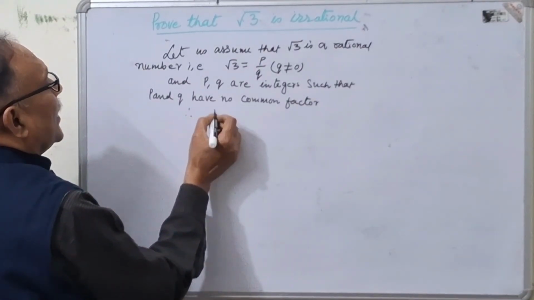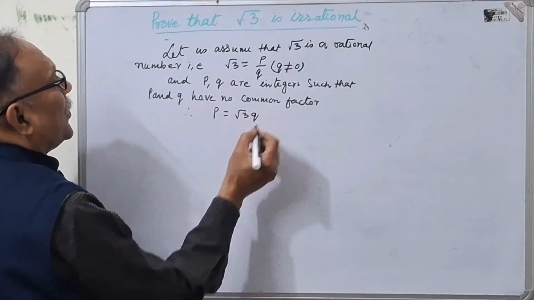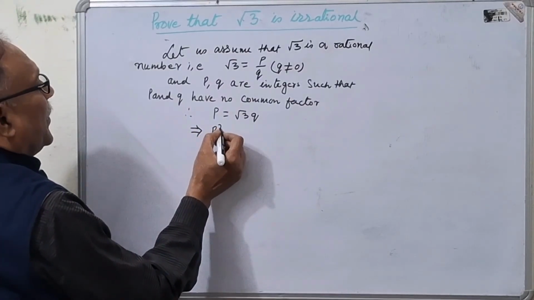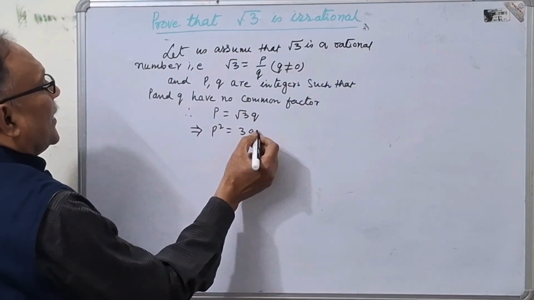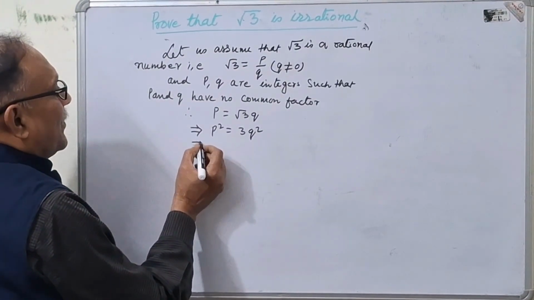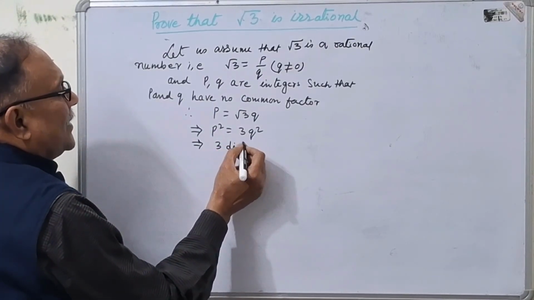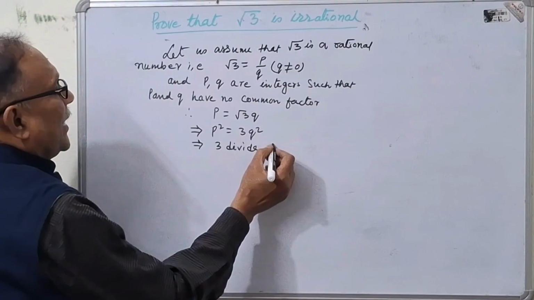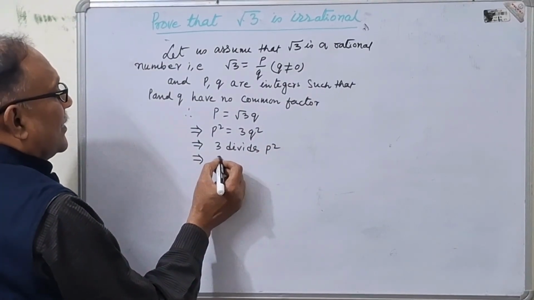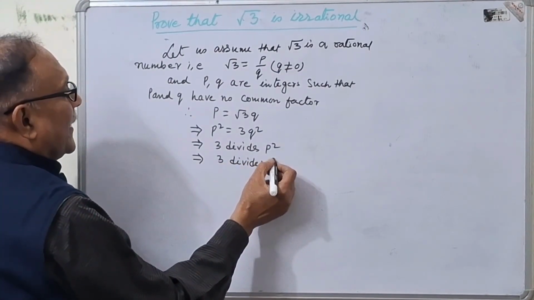Therefore, P equals under root 3 Q. This implies P square is equal to 3Q square. This will imply 3 divides P square, or 3 divides P.